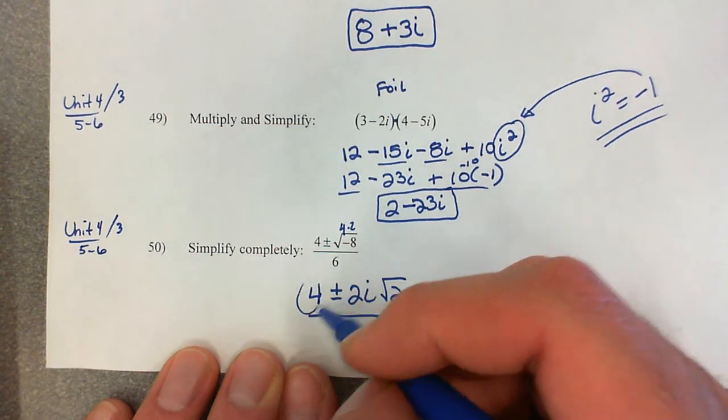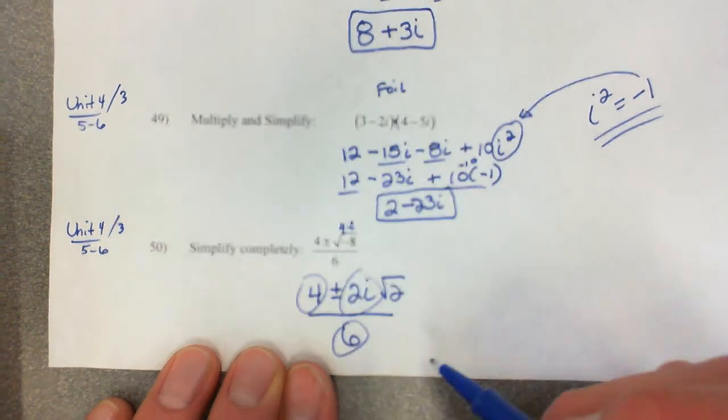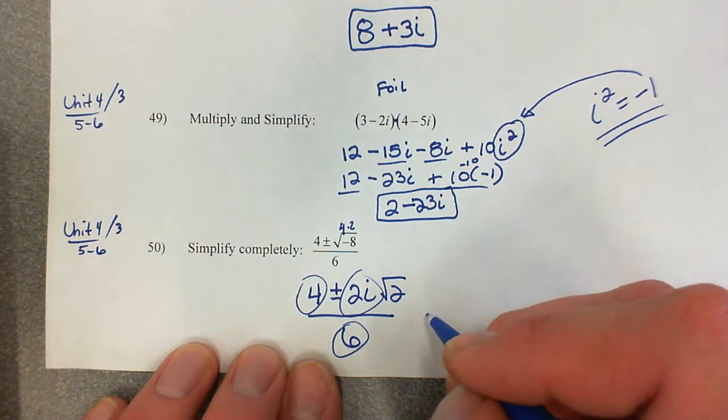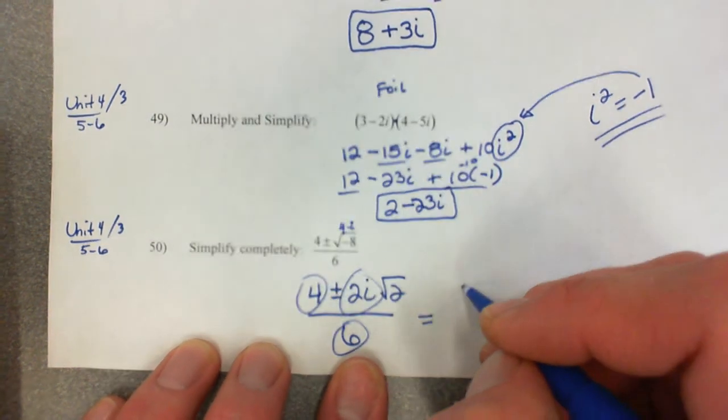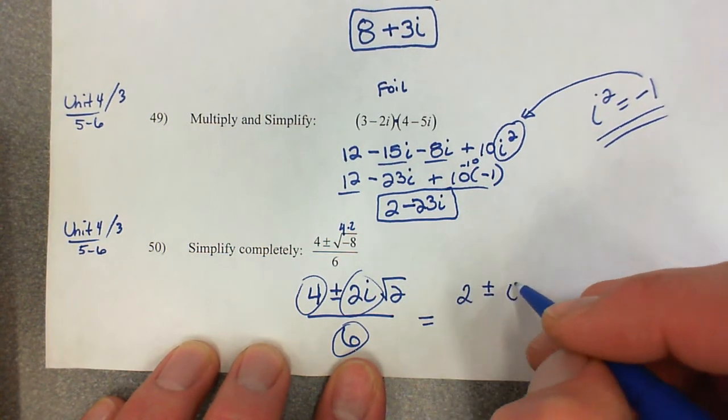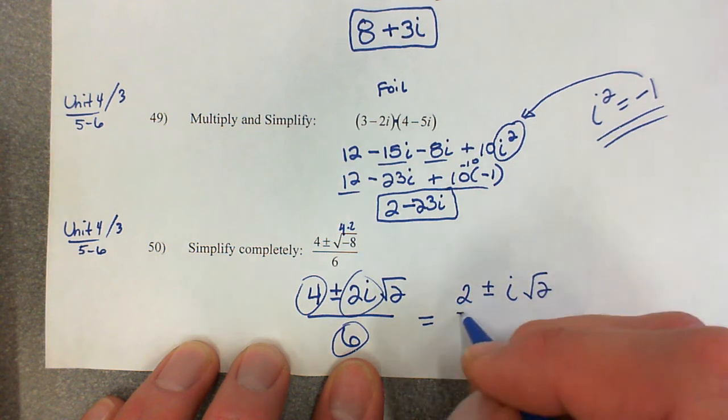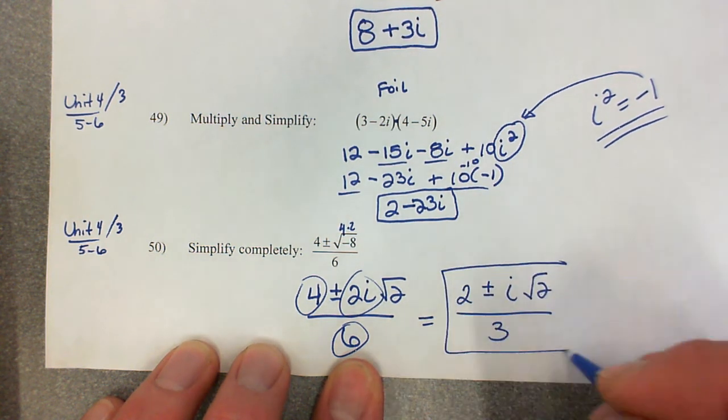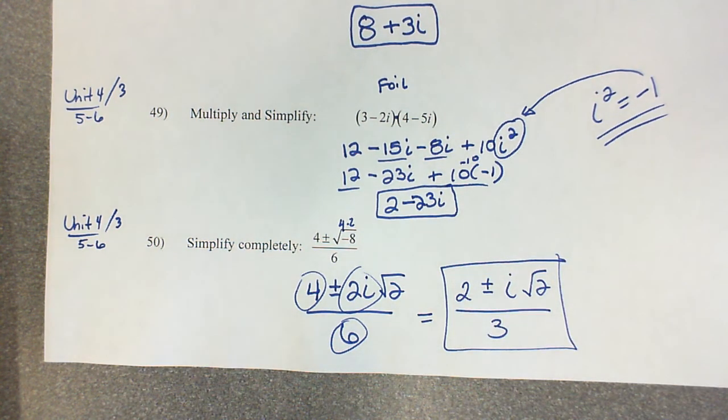But then remember, the 4, the 2i, and the 6 have a common factor of 2. So your final answer here is 2 plus or minus i square root of 2 over 3. Okay, so there is a review of complex numbers or imaginary numbers.